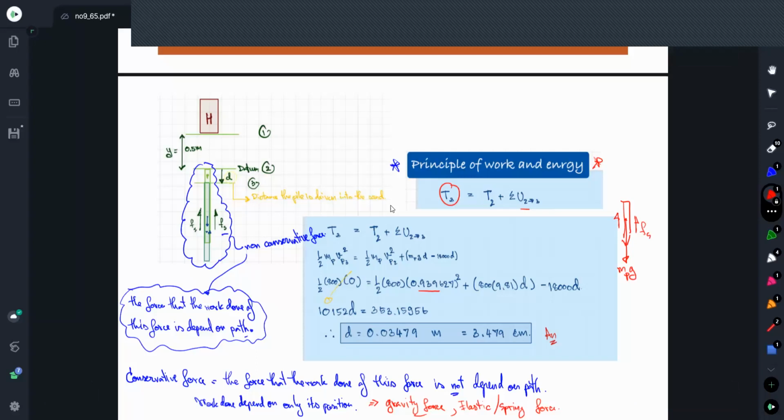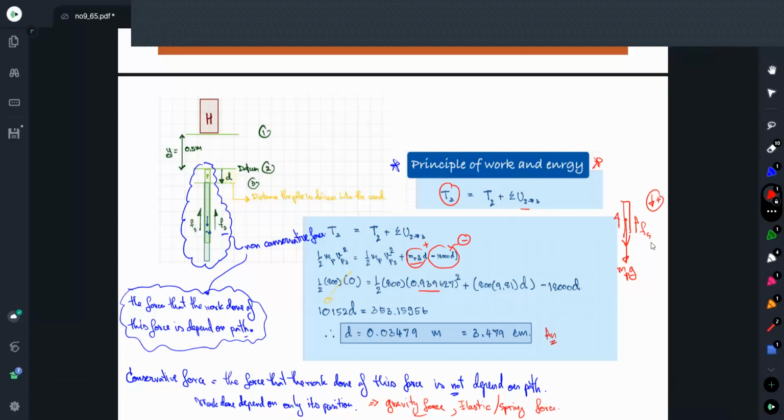The work done from the weight, because it goes down, is downward and positive. The weight goes down also, so the weight works in the same direction as the displacement. So the work done of this force is positive. For the friction force, the force is opposite to the motion of the pile, so the work done of this force is a resistance force. So it becomes negative.